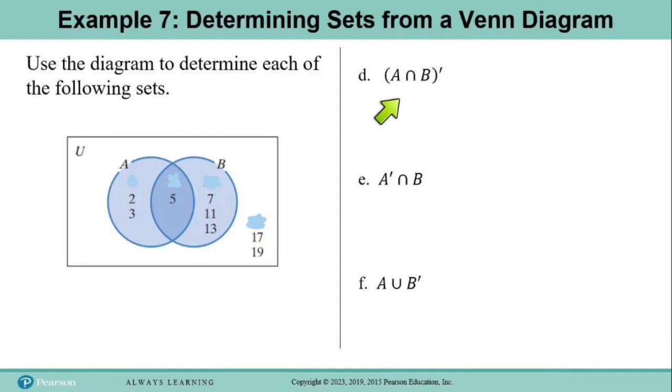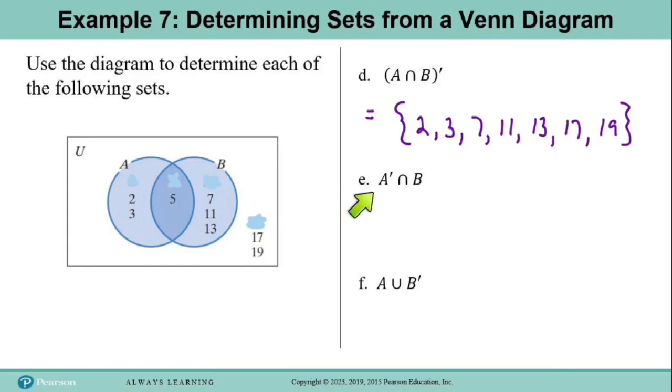And now let's look at part D. So here they've asked us to find the complement of A intersect B. Well, we talked about just a minute ago how A intersect B is just the set that contains 5. So the complement of that is going to be all the other elements besides 5. So that's going to be the set that contains 2, 3, 7, 11, 13, and 17 and 19.